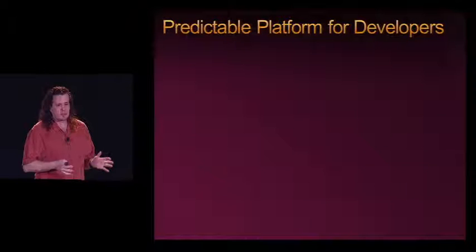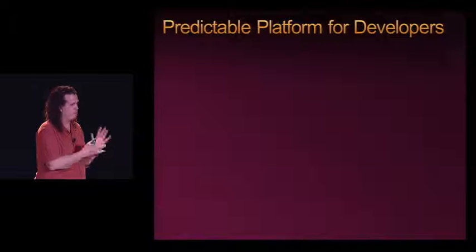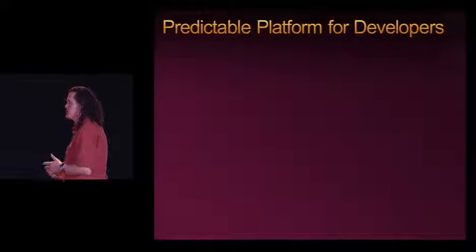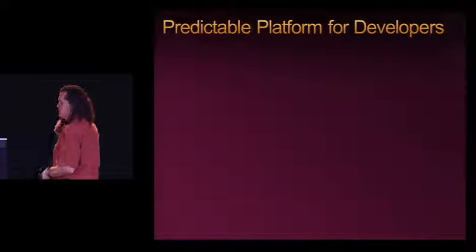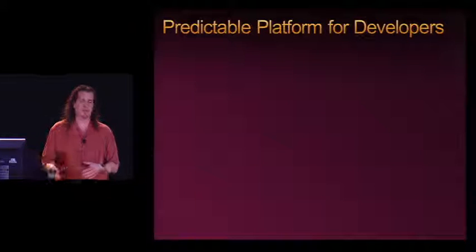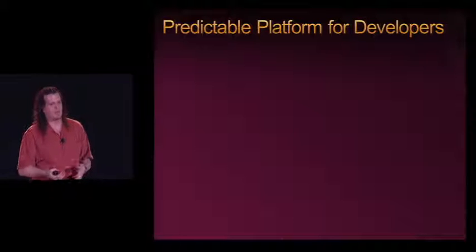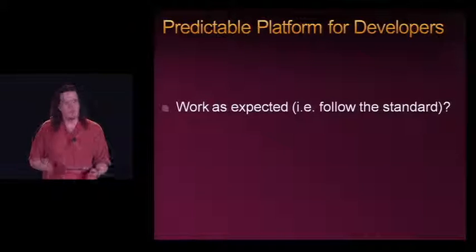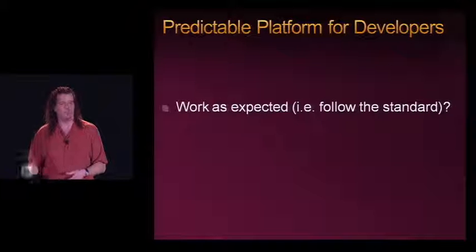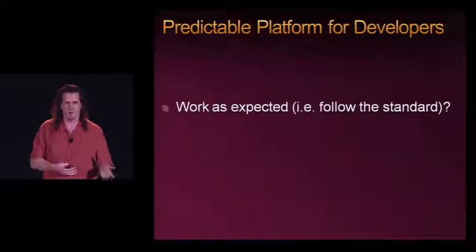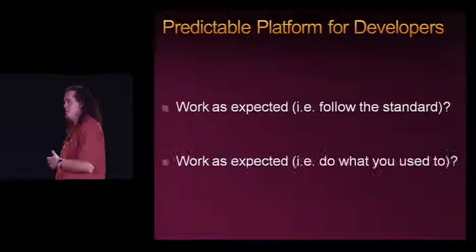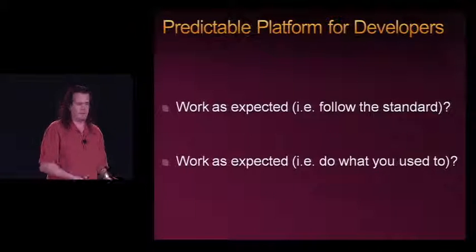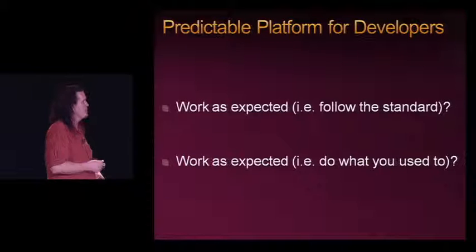So now I want to switch gears after talking about the great new features we've got for integrating services, and talk about developers. In particular, what a predictable platform for developers means to us. Because a lot of people think predictable means work as expected. Follow the standard. Of course, a lot of people also think work as expected means do what you used to do, like keep working, right?